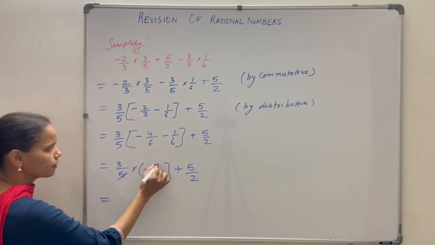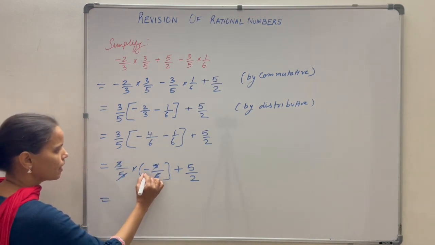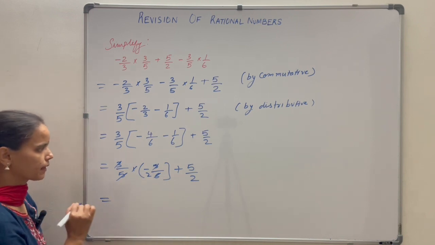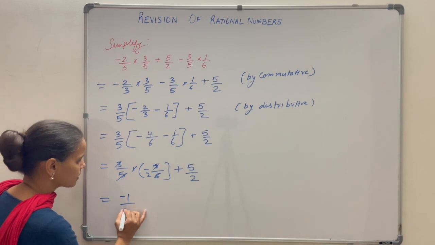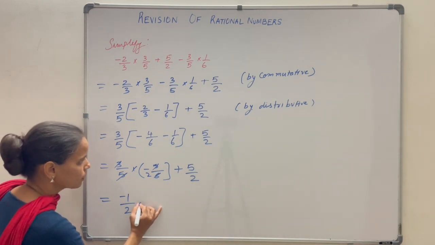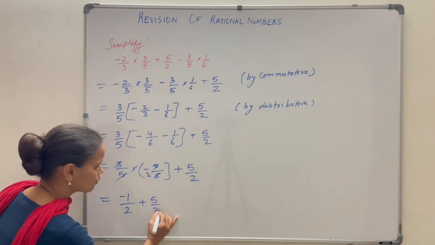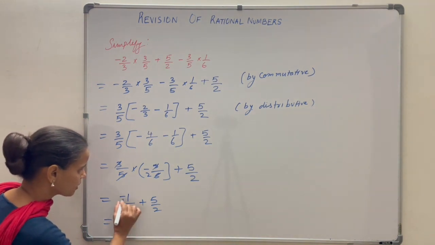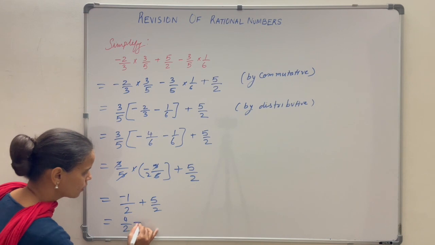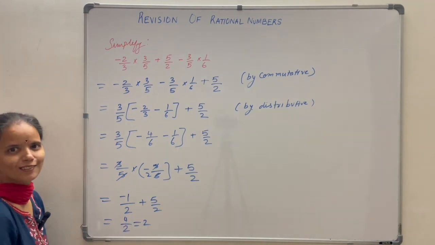So 5 and 5 will be cancelled. 3 and 6 will be cancelled. So 1 into 1 is 1 and minus is there. So minus 1 into 2 is 2 plus 5 by 2. So your denominator is same. So we are just going to add the numerator. Minus 1 plus 5 is 4. 4 divided by 2 is 2.